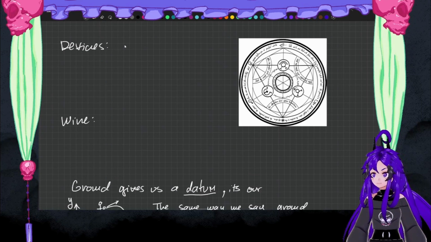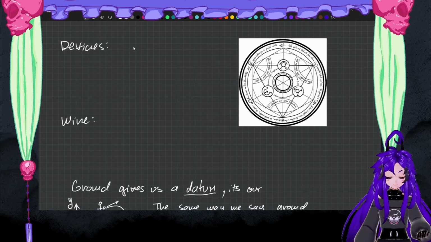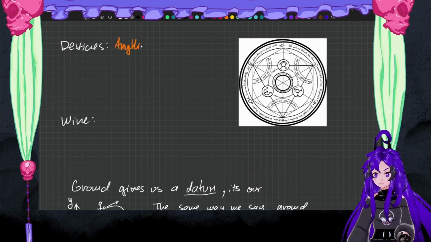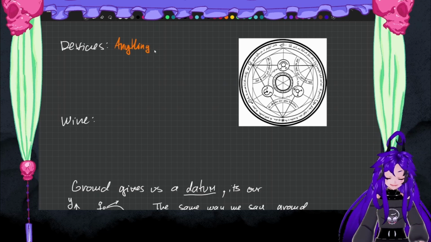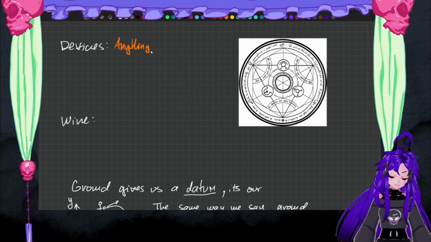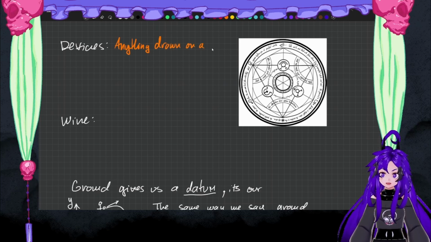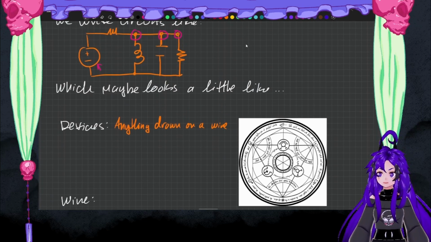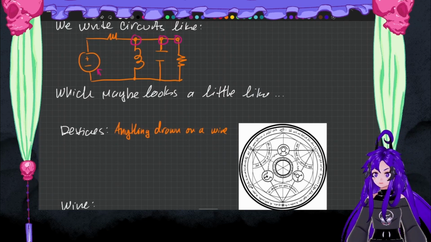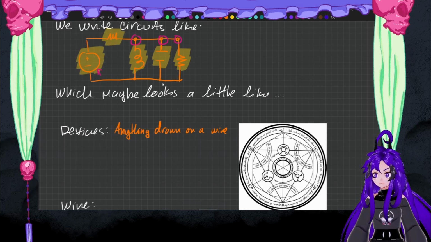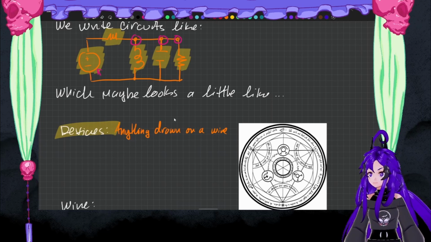So, we've got devices. And devices are anything? Just anything. No, not just anything. They're anything drawn on a wire. So in this case, we're looking at this squiggly guy and these parallel lines and that set of mountains and these mountains and this circle, right? So those are all of our devices, at least in this circuit.